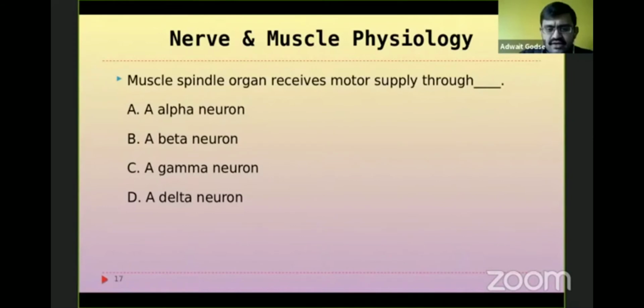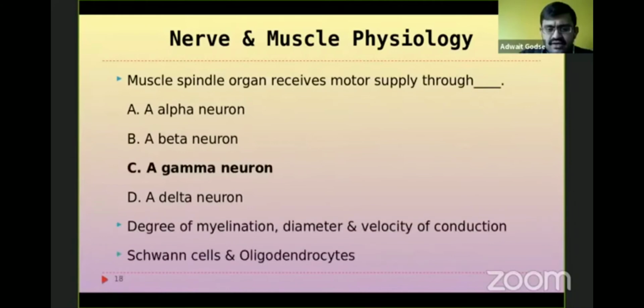So muscle spindle receives motor signal from which type of neuron? Which type of neuron as per Erlanger-Gasser classification? A alpha, A beta, A gamma, or A delta? Answer here is A gamma. So A gamma is motor to intrafusal skeletal muscle fibers. Intrafusal skeletal muscle fibers are nothing but muscle spindle organ. Okay. What is the function of A delta then? A delta carries fast pain.